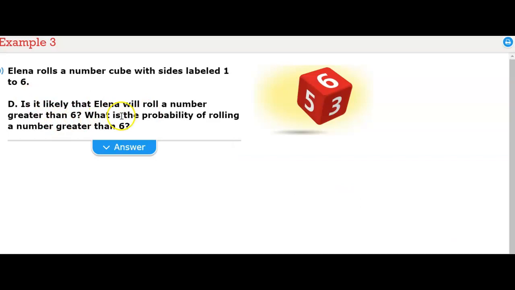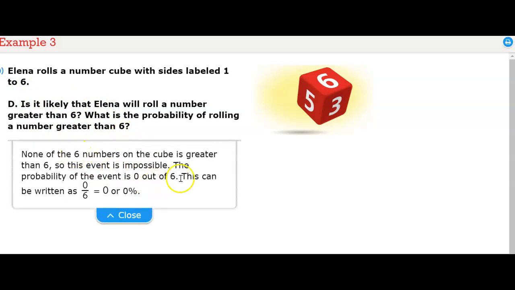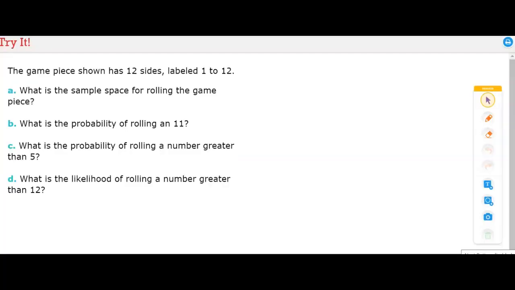Is it likely that Elena will roll a number greater than 6? What is the probability of rolling a number greater than 6? None of the numbers on the cube are greater than 6, so this event is impossible. The probability of the event is 0 out of 6, or 0%.